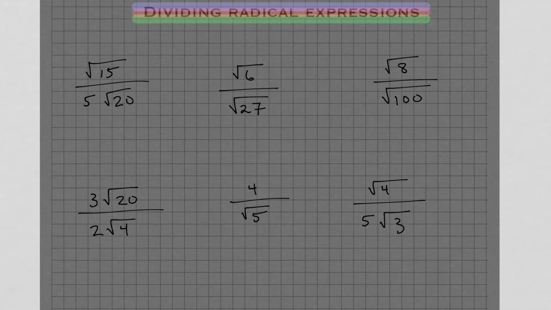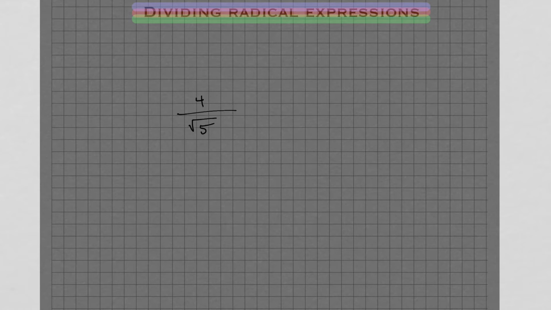Alright, let's do some dividing of radical expressions. Let's start off with an easy one here, this 4 divided by the square root of 5. What we want to do is get rid of this radical, this square root sign in the denominator. To do that, we're going to multiply this expression by the square root of 5 over the square root of 5.